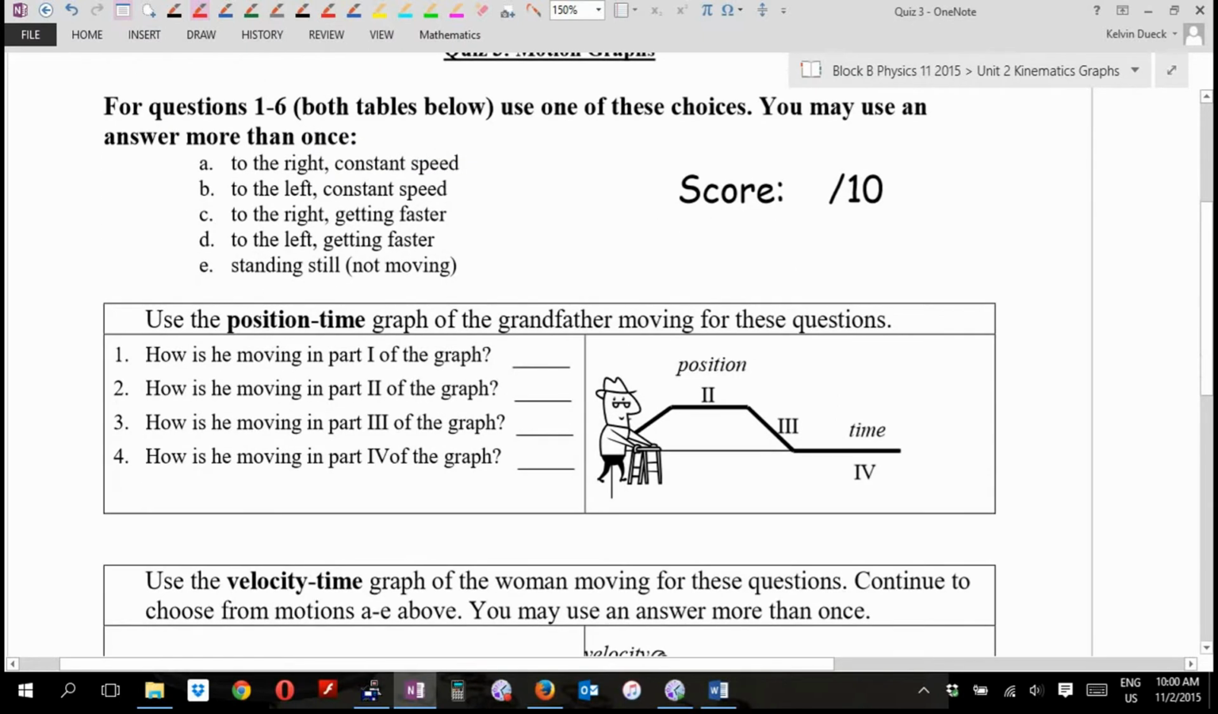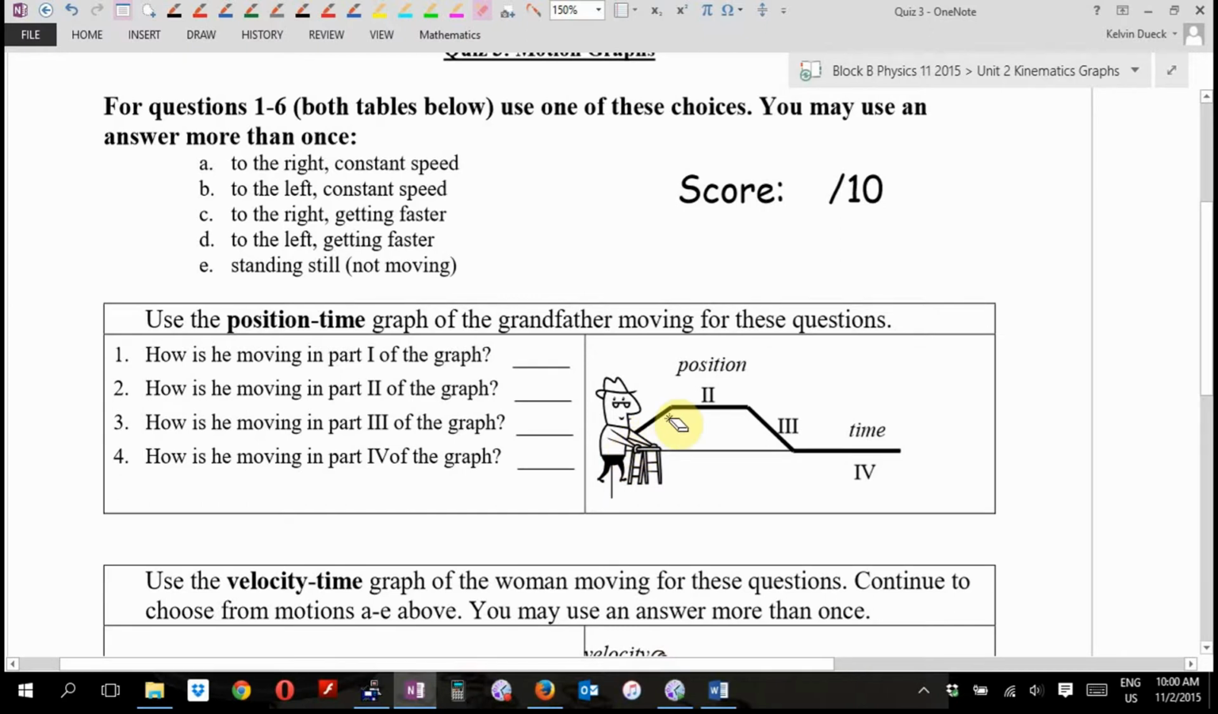So I can use A to the right, constant speed, B to, this is interpreting graphs. First thing I ask is, what kind of a graph is this? It says it's a position versus time graph. So how is he moving? Now, I noticed that I said part 1. There is no part 1 on here. Hopefully you all clued that this is part 1. I think it got covered up by the graphic. It's moved over the years. Anyways, how is he moving in part 1?